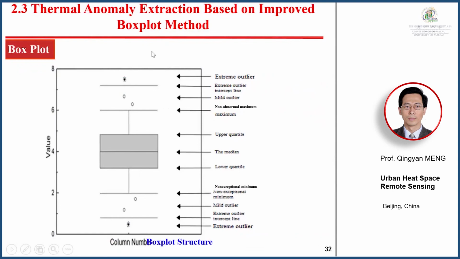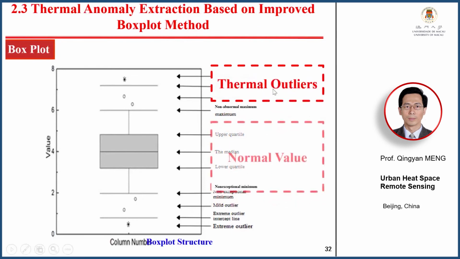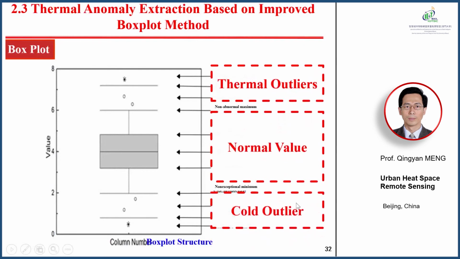box plot. This is the median, the lower quartile, the upper quartile, the non-exception minimum, the mean outlier, the extreme outlier. Then we use the box plot to see what part is the median, what part is the high temperature, the extreme outlier. This is the thermal outlier, the normal value, and the cold outlier.